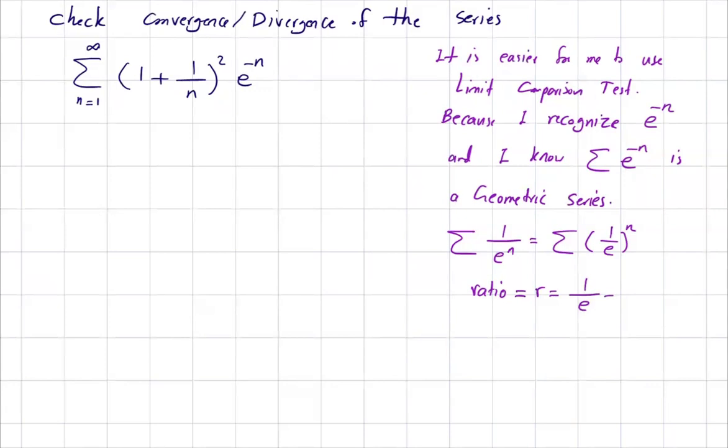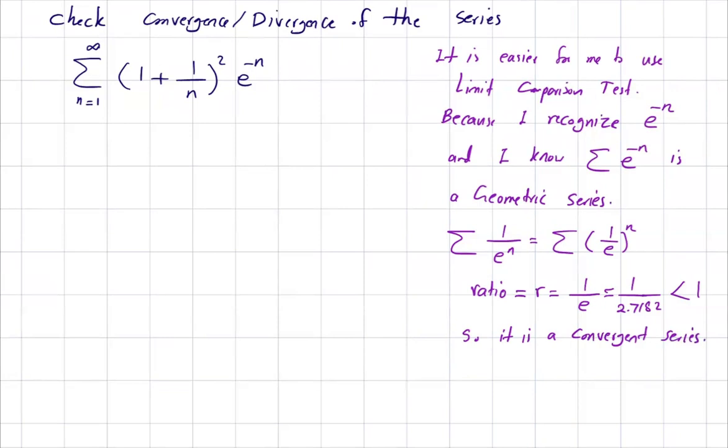E is Napier number, which is approximately 2.7182, and so on, so 1 divided by it is going to be a small number. This is less than 1. So I know that this geometric series is convergent. So that's why I want to use the limit comparison test.